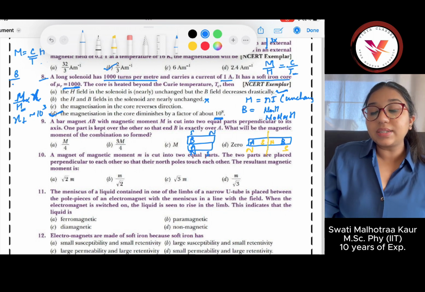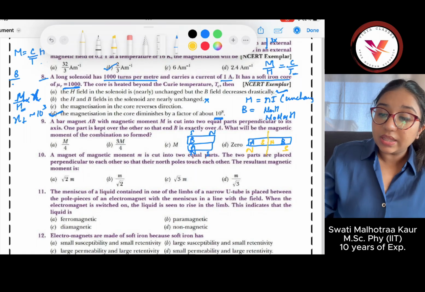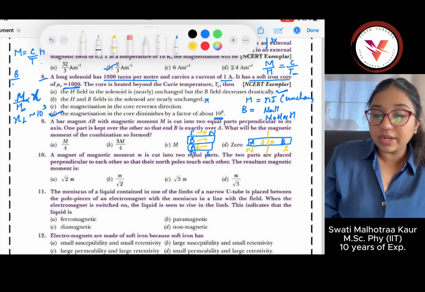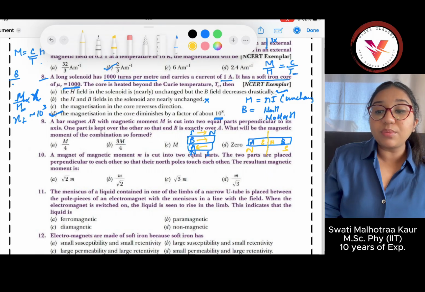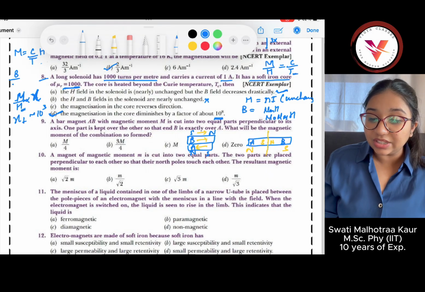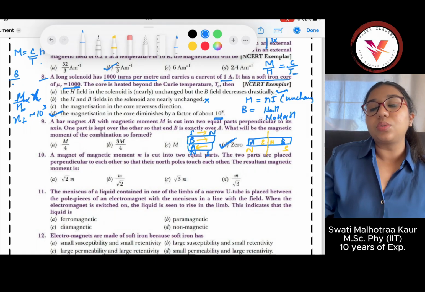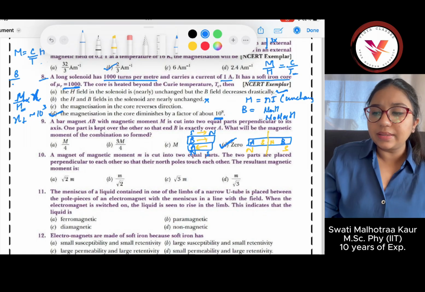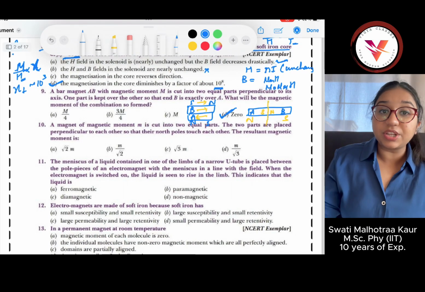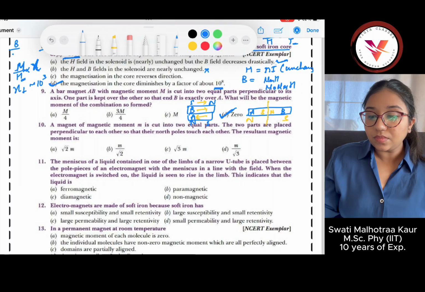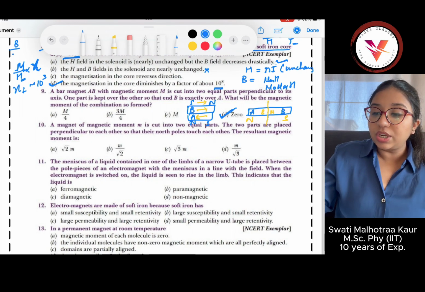If we look at the direction of magnetic moment, it is from South to North for the upper bar, and for the lower one it is in the opposite direction. So both the magnetic moments are in opposite directions, so they will cancel each other, and the net magnetic moment of the combination would be 0. Otherwise you could add them if they were in the same direction. And if a magnet of magnetic moment M is cut into two equal parts, the two parts are placed perpendicular to each other so that the north poles touch each other.